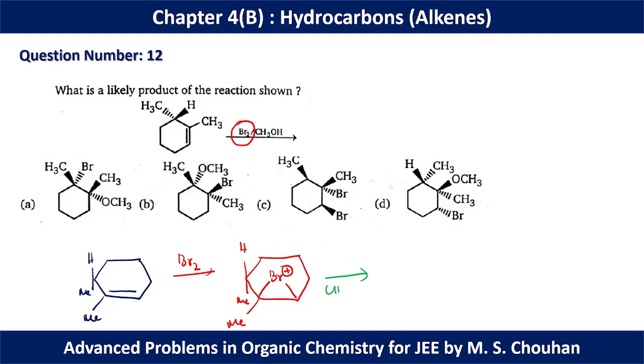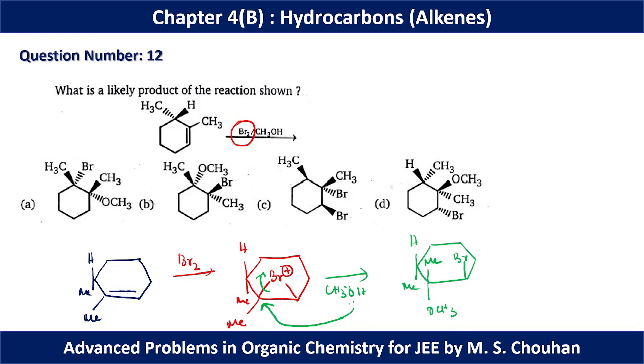Now the final nucleophile CH3OH will approach where the carbocation is more stable, it will approach this carbon and the C-Br bond will be broken, and finally we are expecting a product like this: hydrogen, methyl, OCH3, and above the plane Br. Now, if you go for the options, I have missed this methyl.